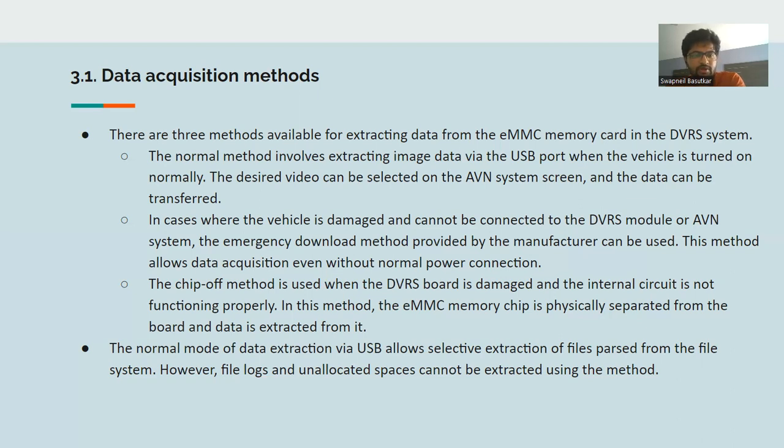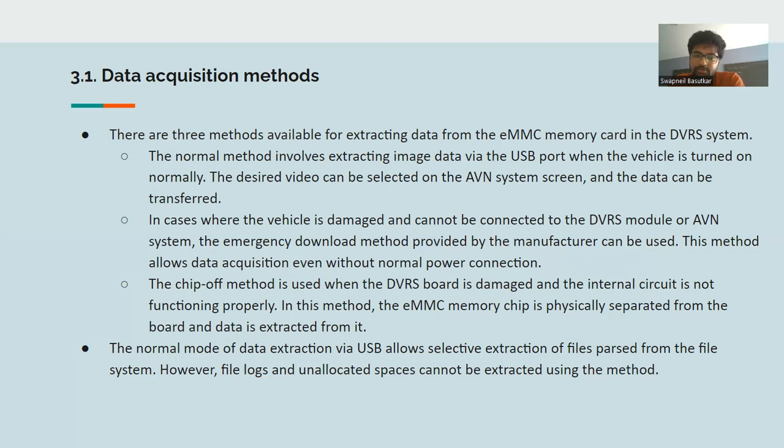And in cases where the vehicle is damaged and cannot be connected to the DVRS module or AVN system, the emergency download method provided by the manufacturer can be used. So here we are using the emergency download method.